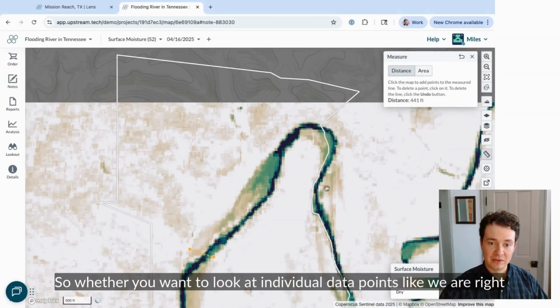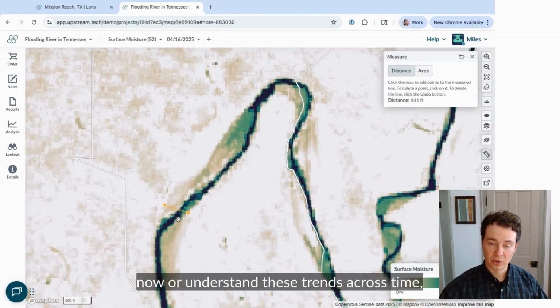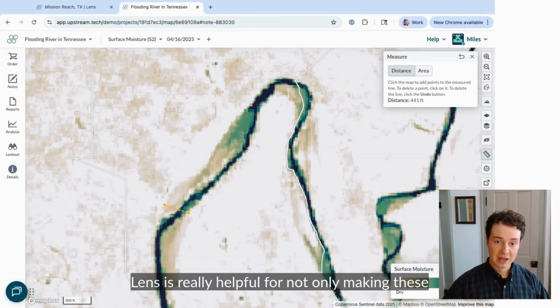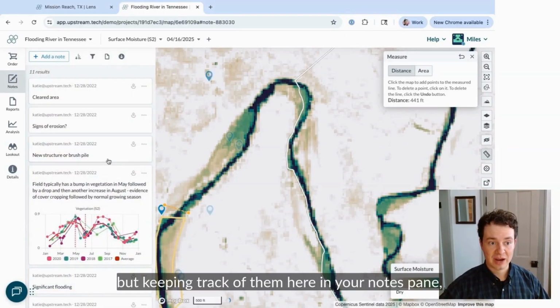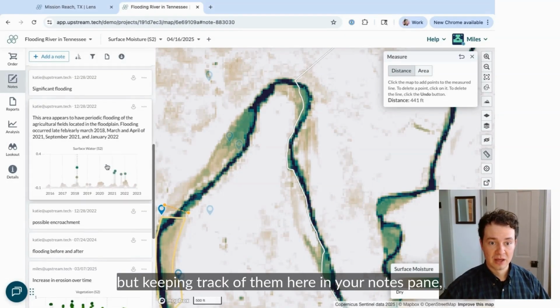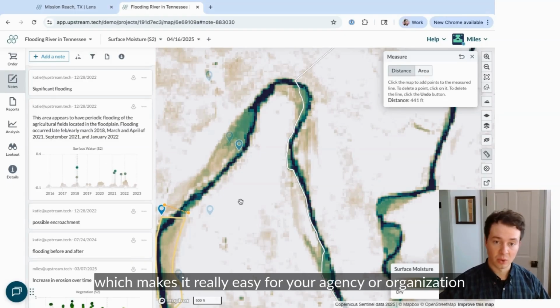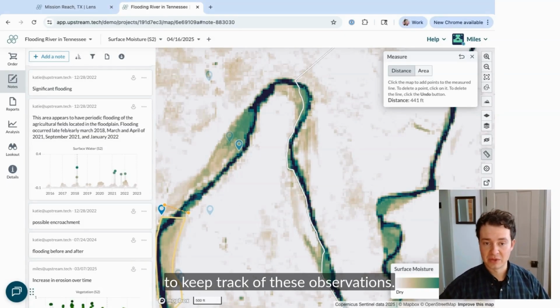So whether you want to look at individual data points like we are right now, or understand these trends across time, Lens is really helpful for not only making these observations, but keeping track of them here in your notes pane, which makes it really easy for your agency or organization to keep track of these observations.